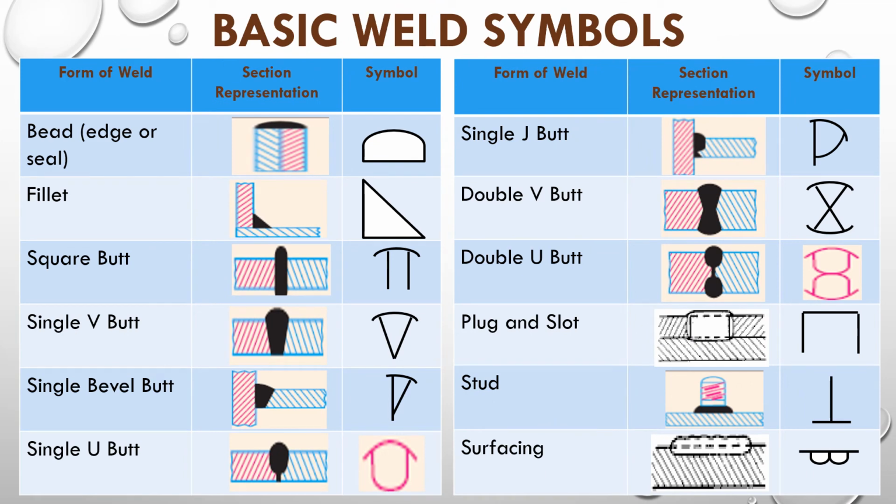Here are the basic weld symbols and their section representation. We have the bead or the edge or seal, fillet, square butt, single V-butt, single bevel butt, single U-butt, single J-butt, double V-butt, double U-butt, plug and slot, stud, and surfacing.